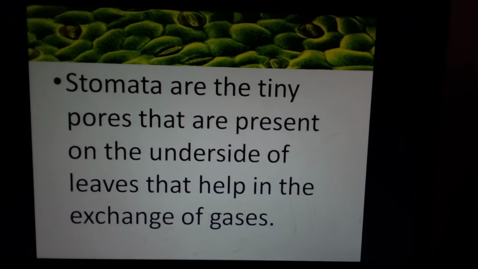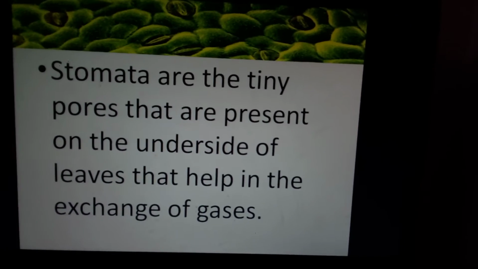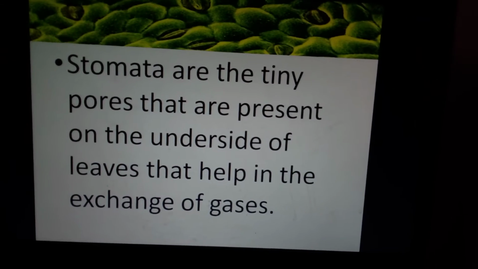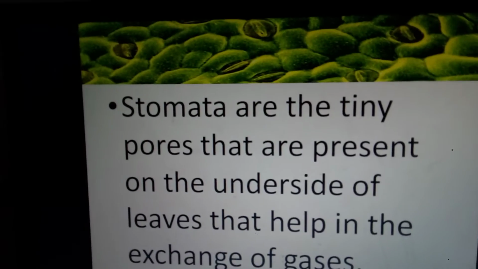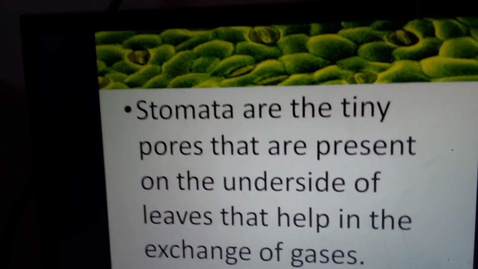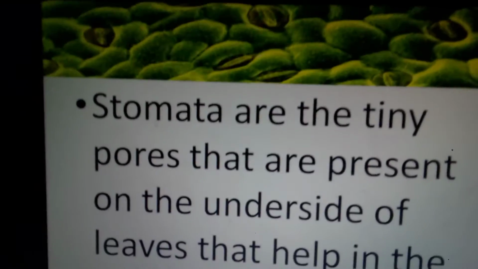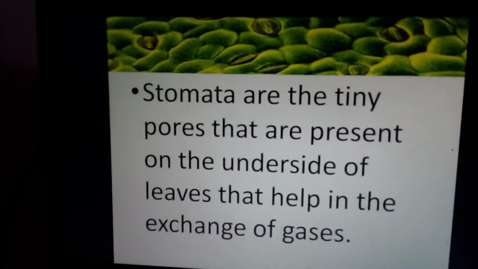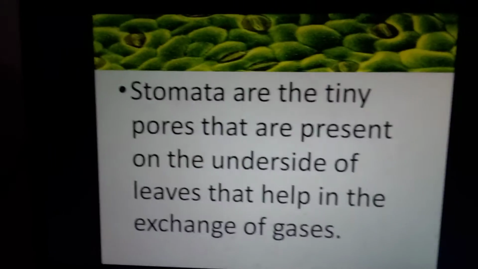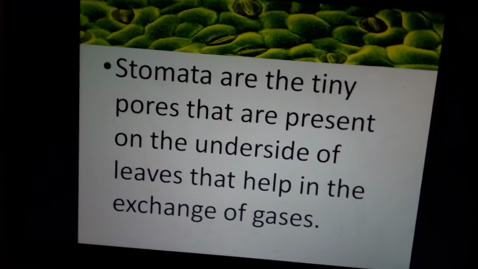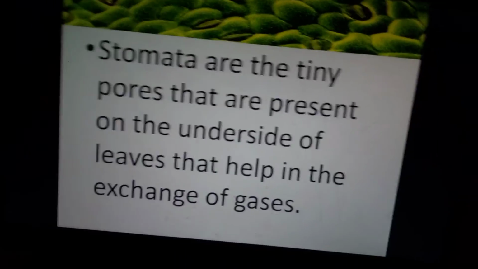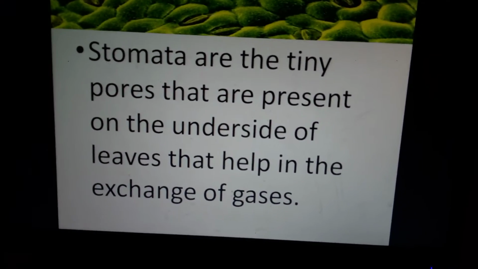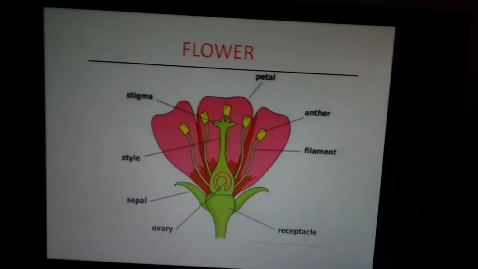Stomata. They are the tiny pores that are present on the underside of leaves that help in the exchange of gases. So this is a picture of some stomata. Without stomata, a plant cannot be alive.